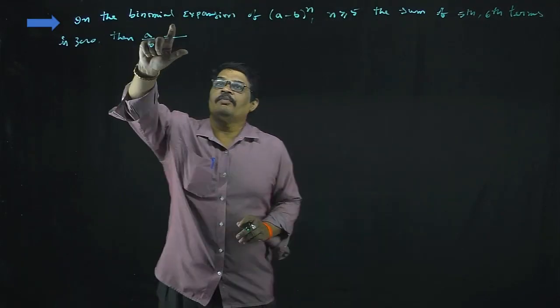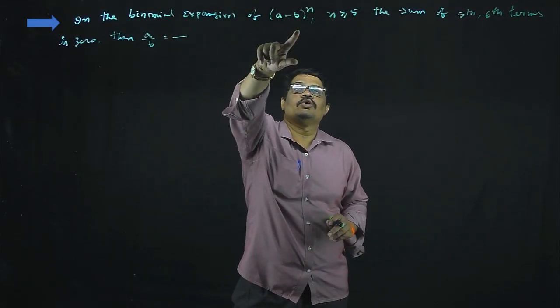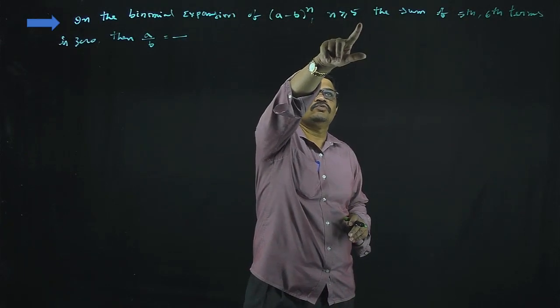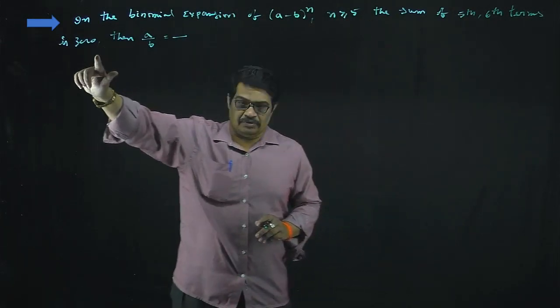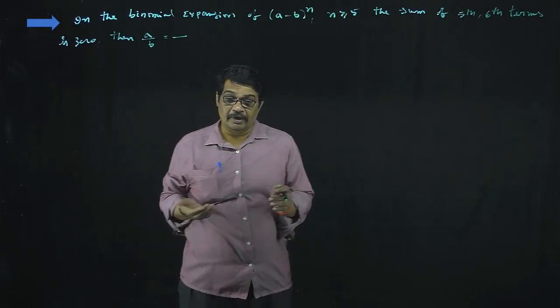Okay, see the problem. In the binomial expansion of a minus b whole power n, where n is greater than or equal to 5, the sum of the fifth and sixth terms is 0. Then find the value of a by b.